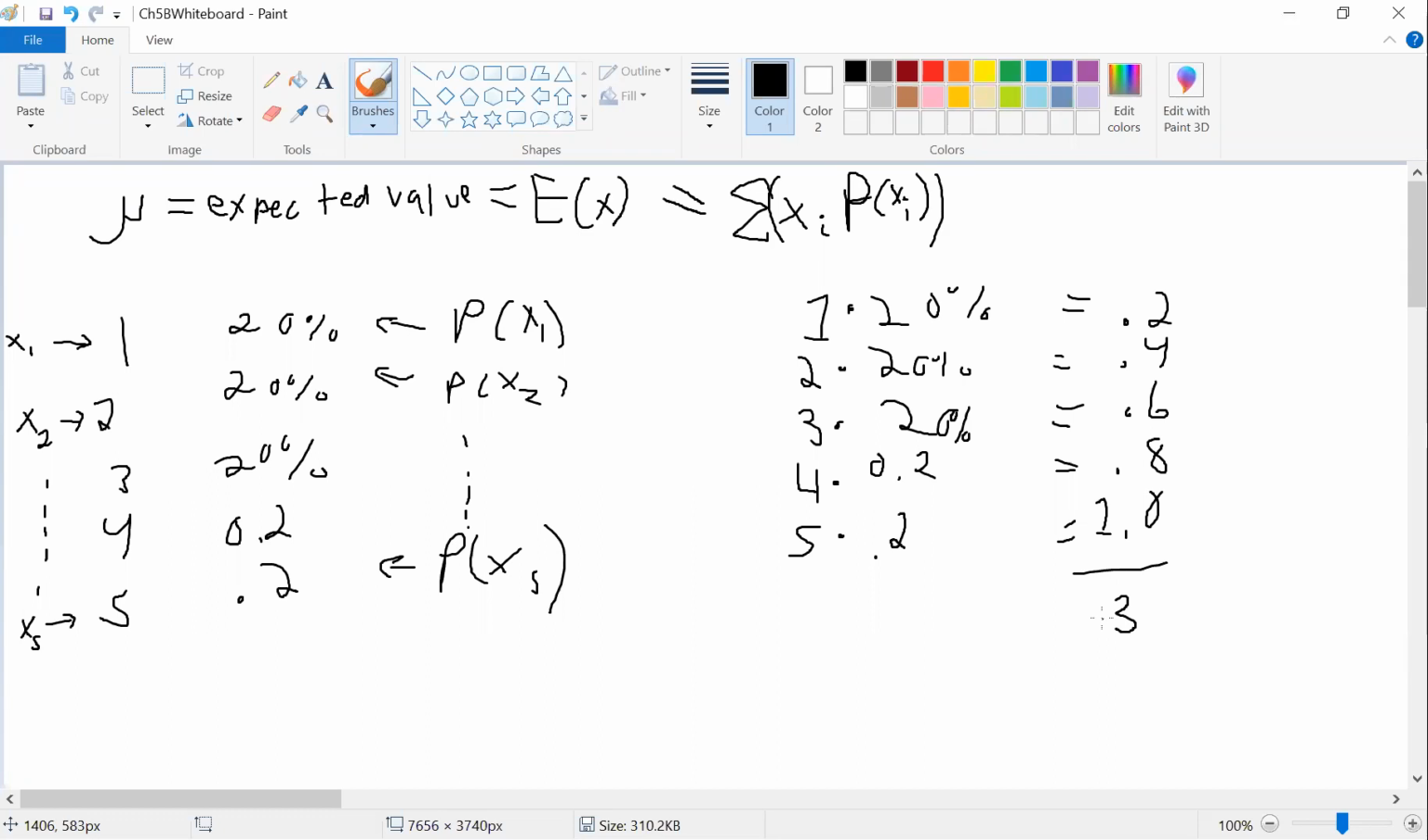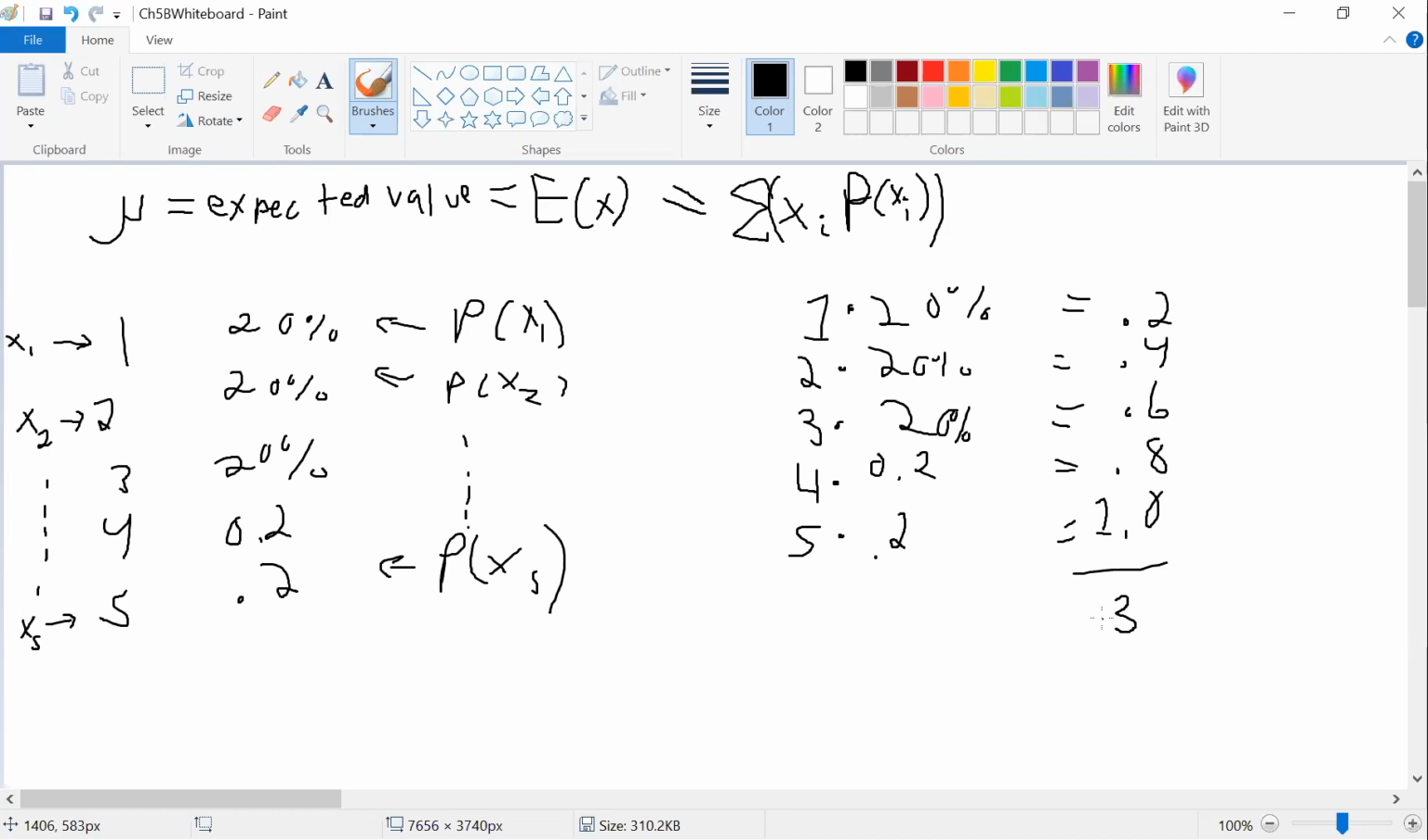Any questions about this concept? Yes. 0.2 is 20%. Yes. The 1, 2, 3, 4, 5, or the 0.2, 0.4, 0.6, 0.8, and 1? It doesn't. They're all 20%.